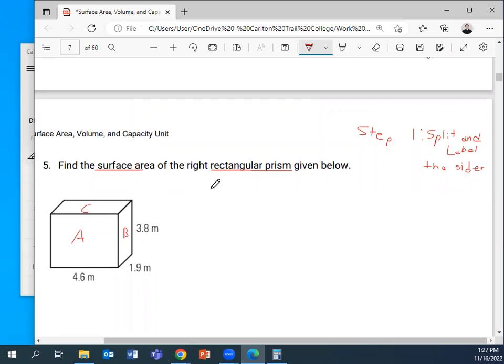I don't know where my ruler went. I need that later.